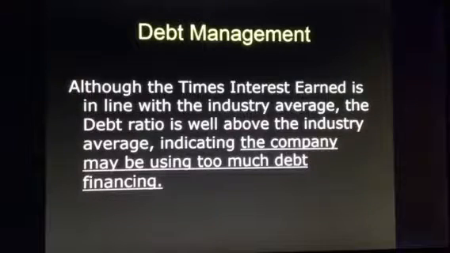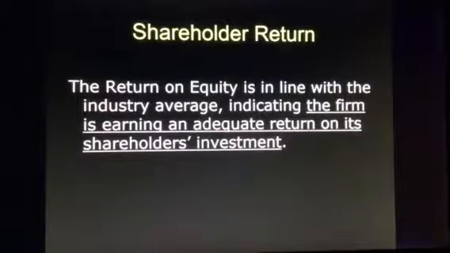And we talk more about that in class, but let me move on with this one. So again, we've got times interest earned. That's one of those ratios that says, hey, things are okay here. But we've got another ratio that says, no, things are not okay. The debt ratio is too high. So we're going to come down on the conservative side and say these imply that the company may be too reliant on debt financing.